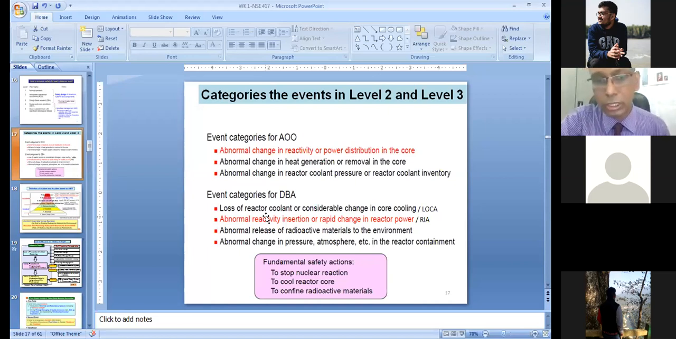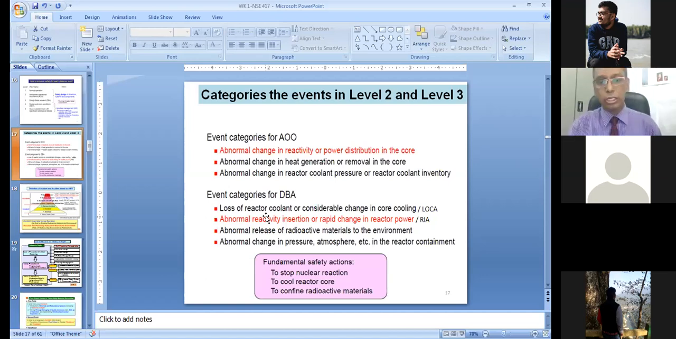However, reactivity insertion can be positive or negative. That means the nuclear chain reaction, the fission, will continue and the temperature will be high. Or there is a rapid change in the reactor power, it is fluctuating. So that means it is going to accident level 2. Then abnormal release of radioactive materials, and of course an abnormal change in pressure and atmosphere in the reactor containment. That's why there will be some design basis accident.